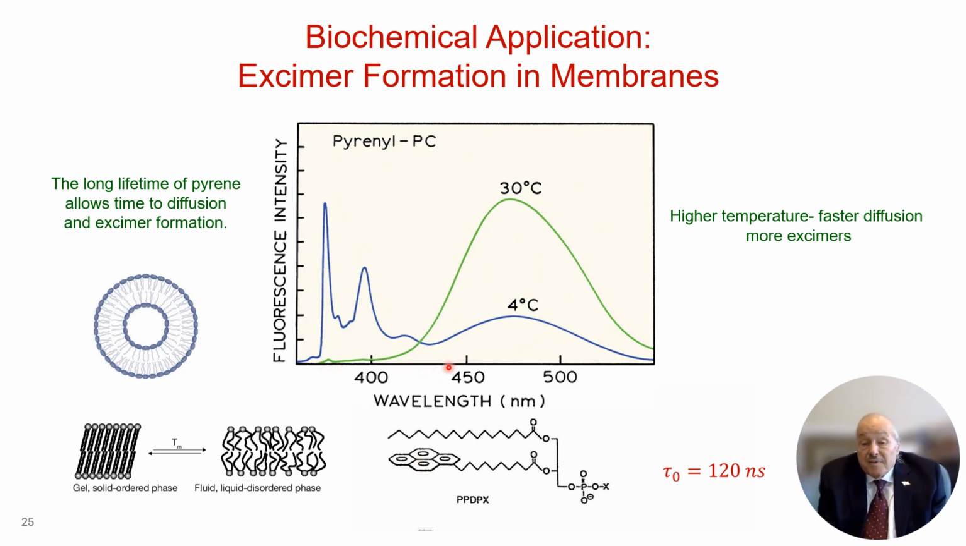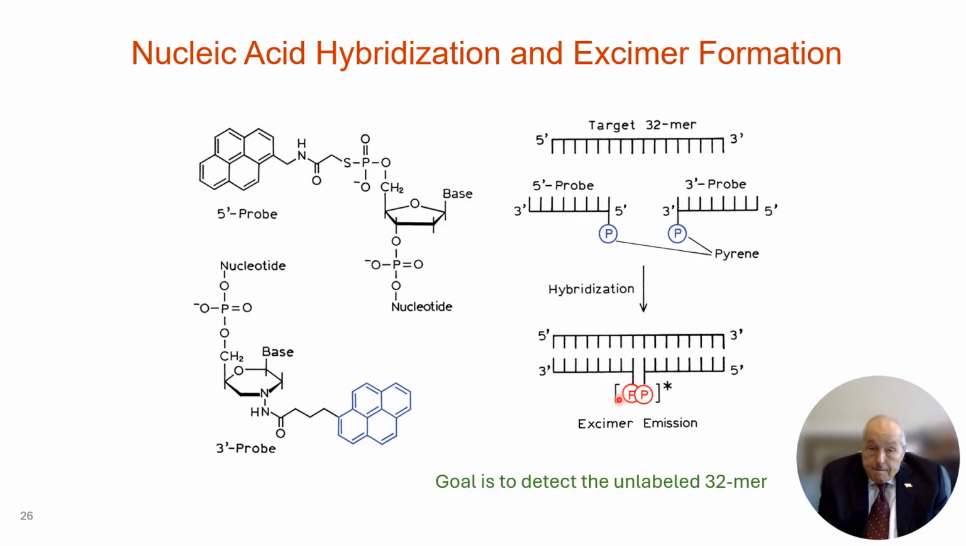If you heat up the phospholipid vesicles, it all changes to excimer emission, because the lipids can diffuse laterally very rapidly in the liquid phase. And given the long lifetime of the pyrene, it's shorter in this case because it's derivatized, but it's still over 100 nanoseconds, plenty of time to diffuse and form excimers. This is a great experiment. I've always liked this one.